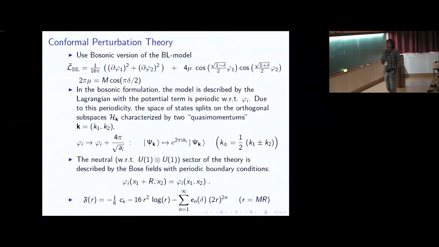Basically, let me start with the action. The Mazurik version of the Hvostov-Lipatov model, and conformal perturbation theory is just a perturbation where you consider this term as small and expand the action in the path integral in terms of this mu, right? Of course, mu.